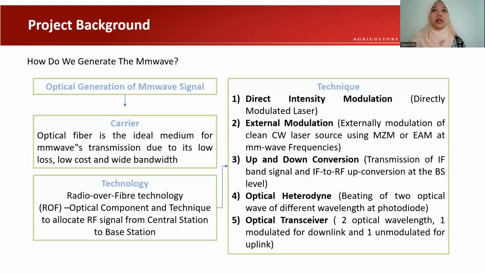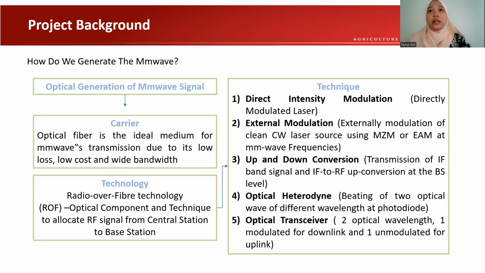So how do we generate the millimeter wave? It starts from optical generation of the millimeter wave signal, and then we go to the carrier, where optical fiber is the ideal medium for millimeter wave transmission due to its low loss, low cost, and wide bandwidth. The technology that has been used is RoF technology, which uses optical components and techniques to allocate RF signal from the central station to the base station. There are 5 techniques that have been discovered from this study.